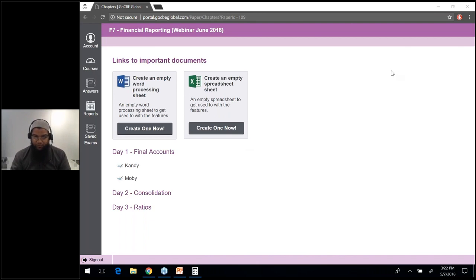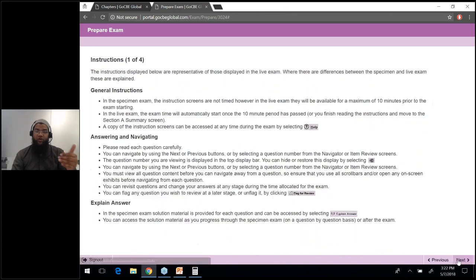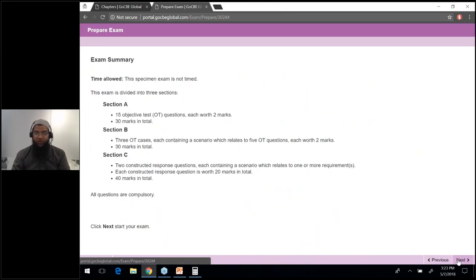Okay, so now in day one, we are going to solve two questions, one by the name of Candy and one by the name of Moby. So for example, if I click on the Candy question, a new window will open with some introduction, with some instructions. If you read the instructions beforehand, before going into the exam, it will be helpful for you.